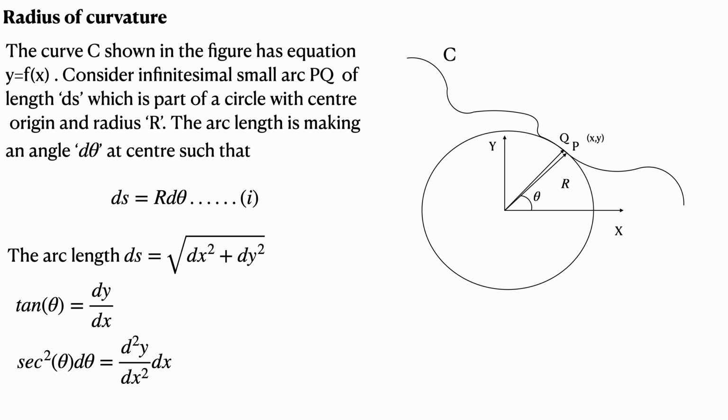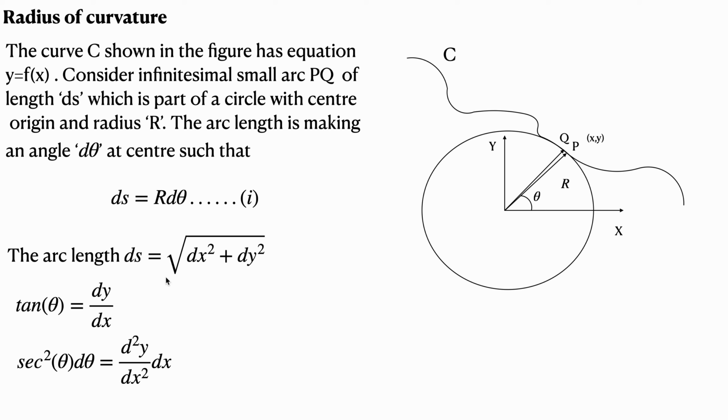Radius of curvature. The curve C shown in the figure has equation y equals f(x). Consider an infinitesimally small arc PQ of length ds, which is part of a circle with center at the origin and radius r. The arc subtends an angle d theta at the center such that the arc length ds equals r d theta. Let's call this equation 1.